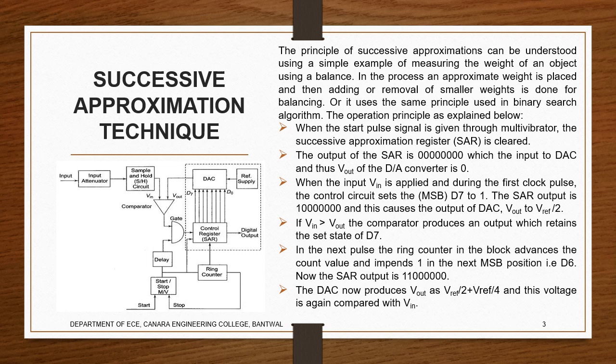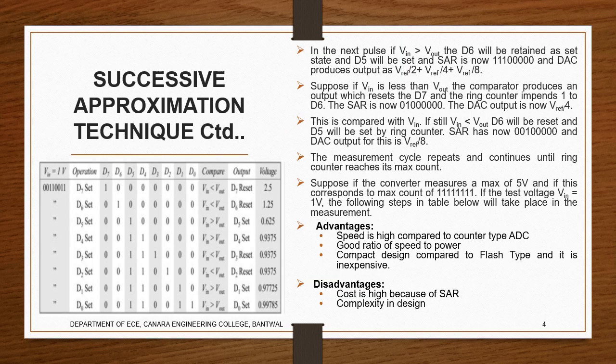So at the next pulse, D6 is equal to 1, and the bits will be 01000000. That was the case I am considering here. I am just taking an example, but here I have explained in a different mode. If Vin is greater than Vout, again that bit is retained. But how is Vout calculated? With the D7 and D6 bits, it has to be Vreference divided by 2 plus Vreference divided by 4. I know it can be kind of confusing, so we'll go with an example so we can understand easily.